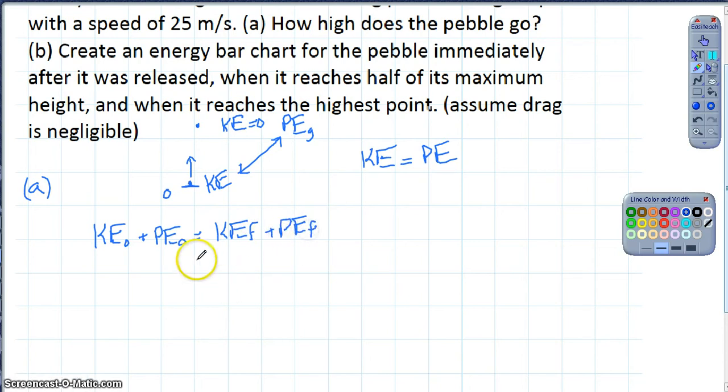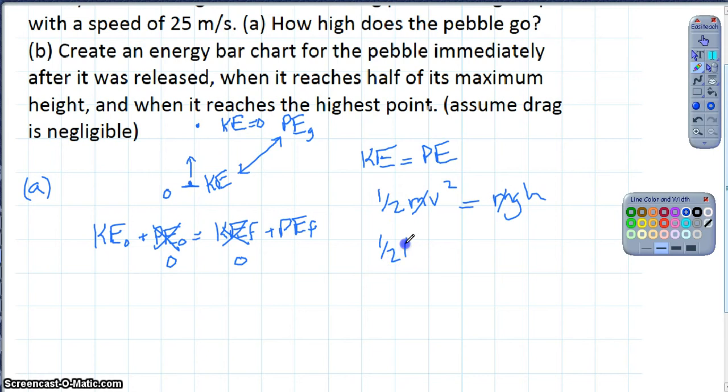But as you go through this, you realize that the initial potential energy is 0 and the final kinetic energy is 0. So really it's just the initial kinetic equals the final potential, which is what I have over here. Hopefully again pretty easy. So 1/2 mass times velocity squared equals mass times gravity times height. As you can see for this particular part, the mass is completely irrelevant, right?